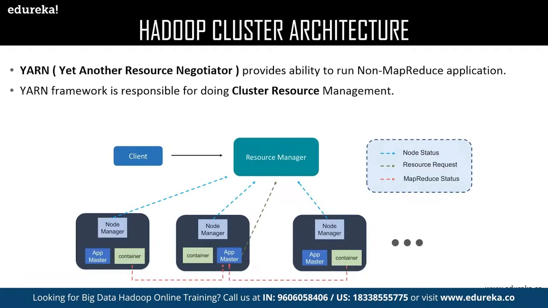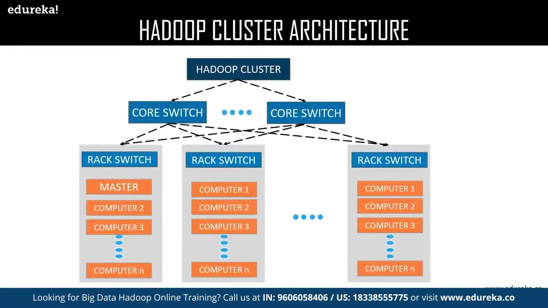Now, with this, we shall have a look at the overview of the Hadoop cluster architecture, followed by that, we shall look into the rack awareness algorithm. So this is the architecture of the Hadoop cluster, which consists of racks. Each and every rack consists of a set of computers, and one of the racks consists of the master. And these racks use core switches to communicate with each other.